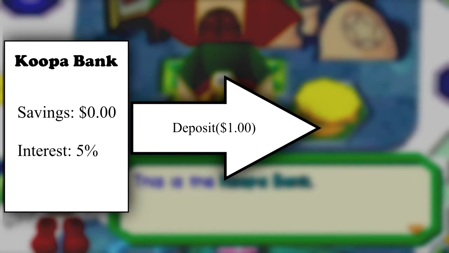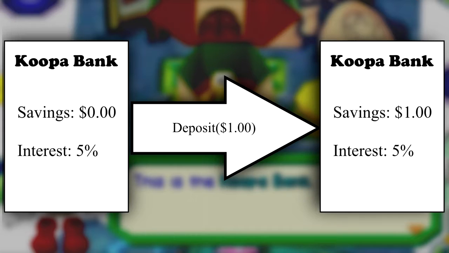Then you deposit $1. You get a new statement that says that you have $1 in your account and it has a 5% interest rate. This is your new state. You got to this new state with an action, the deposit.